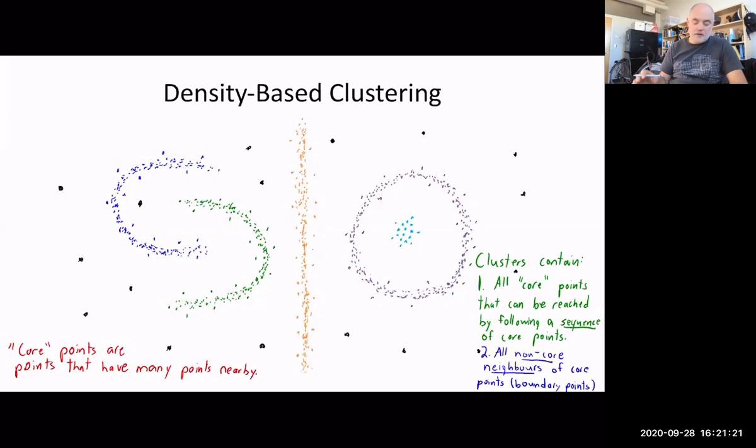Yeah. So clusters also, by definition of this algorithm, include all non-core neighbors of core points. Okay, these are called boundary points. Doesn't really matter. It's pretty simple, right? Great. Okay, and these things are not clustered at all. They're just outliers. Okay.